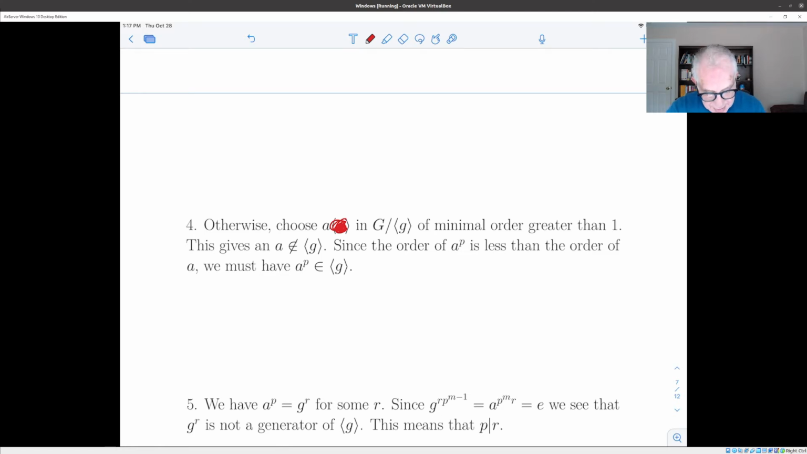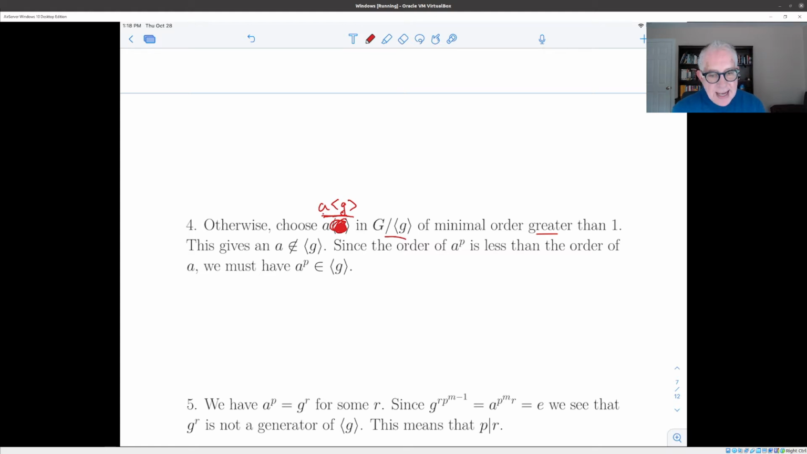So in other words, we're taking an element. I guess this wasn't really a typo. This is just confusing. This is actually a coset. So we're going to choose the coset A in this quotient group, which is of minimal order greater than 1. And this A is not in the cyclic group generated by G because this is a non-trivial coset. It's of order greater than 1.